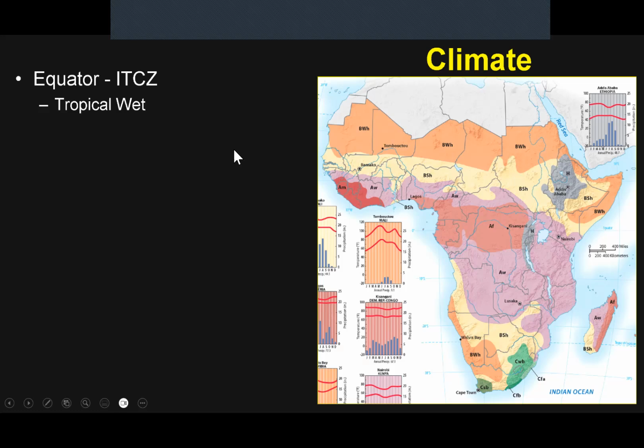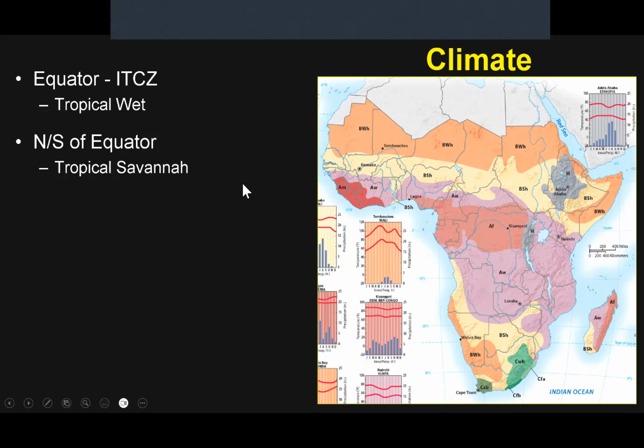Now for climate, this is the one that really follows the model very nicely. So along the equator, we have our tropical wet, and that's that Af climate that you see. And that's along the intertropical convergence zone. And so the equator is running right through the middle.